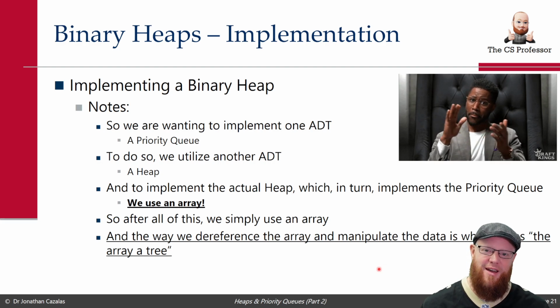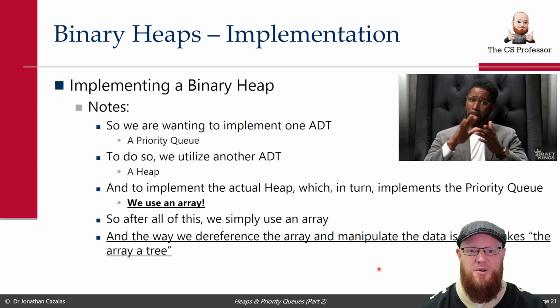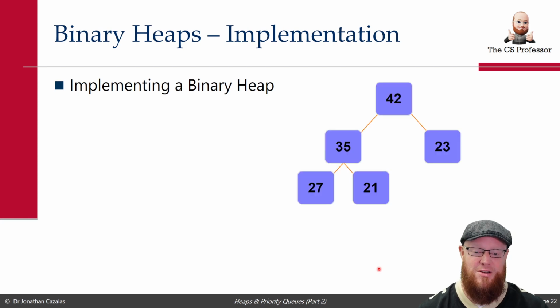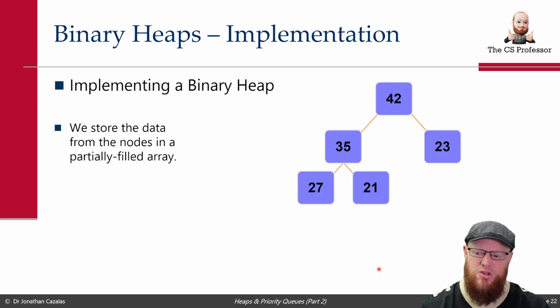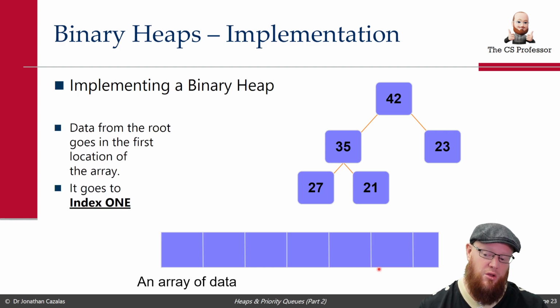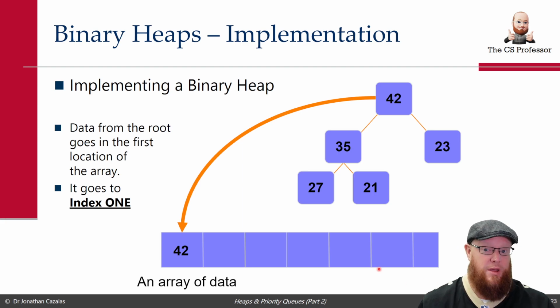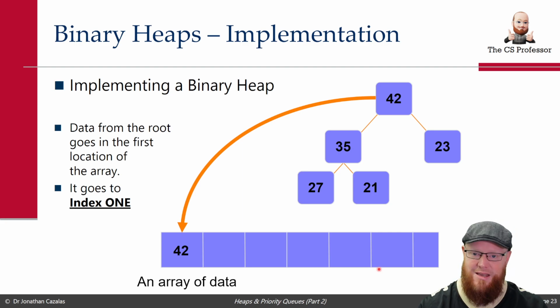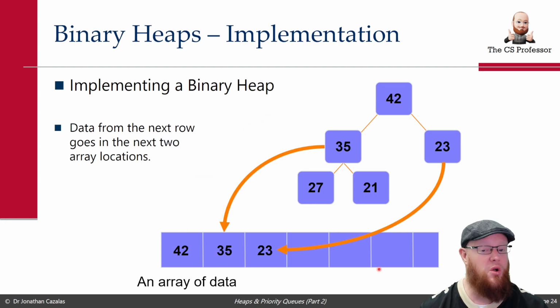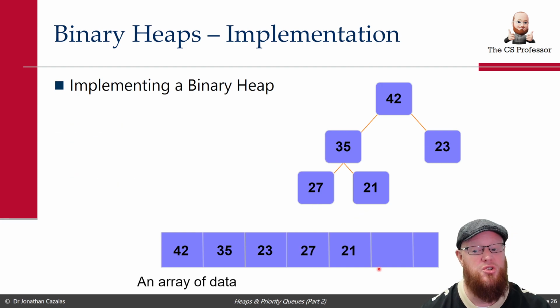So guess what? You almost like say all roads lead back to an array. Here we are back in our comfort zone, implementing a tree as an array. It's super cool. So we're going to store the data from these nodes into this partially filled array. So here the 42 goes where? It goes at index 1. We're not even going to talk about index 0. We know index 0 is there within an array, but we're not even going to touch it. And you're going to see because the math is easier by ignoring index 0. So the root goes at index 1. 35 and 23 go at the next two indices. 27 and 21 go at the next two, and so on.